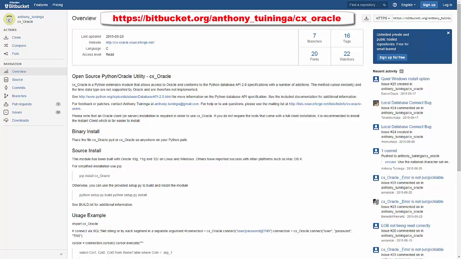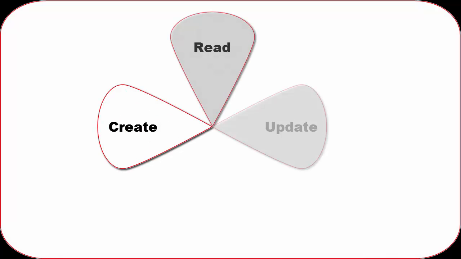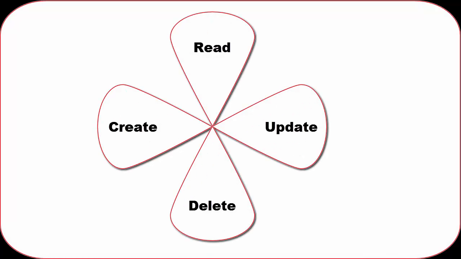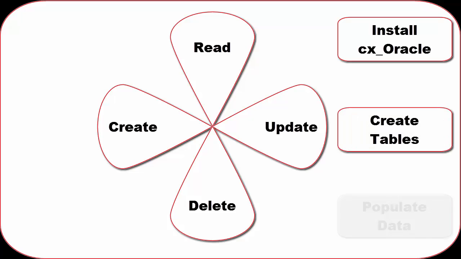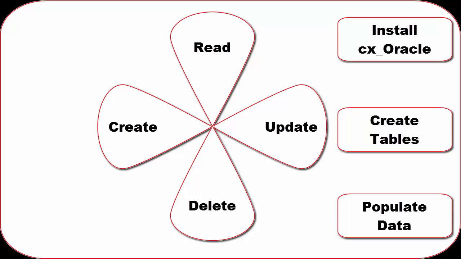In this series, we're going to take a look at using the cx_Oracle open source Python utility to perform some basic CRUD operations against an Oracle database. CRUD, of course, being create, read, update, and delete. This video will cover the basic setup for the rest of the series. We will install cx_Oracle, create the tables, and populate the data. If you'd like to jump ahead to one of the other videos, just click the link.